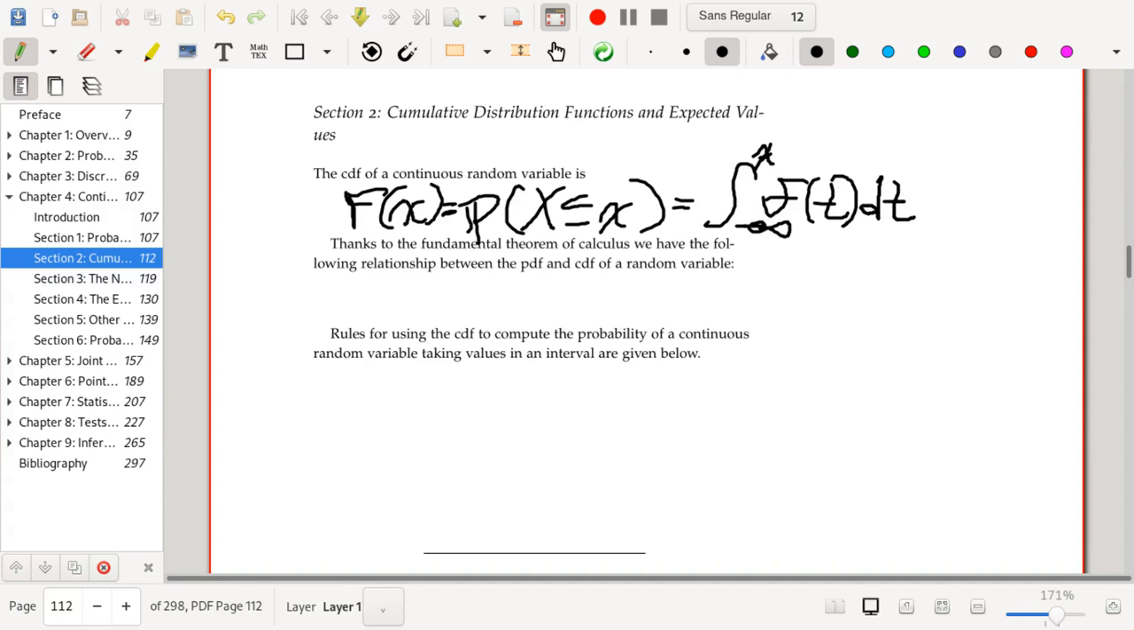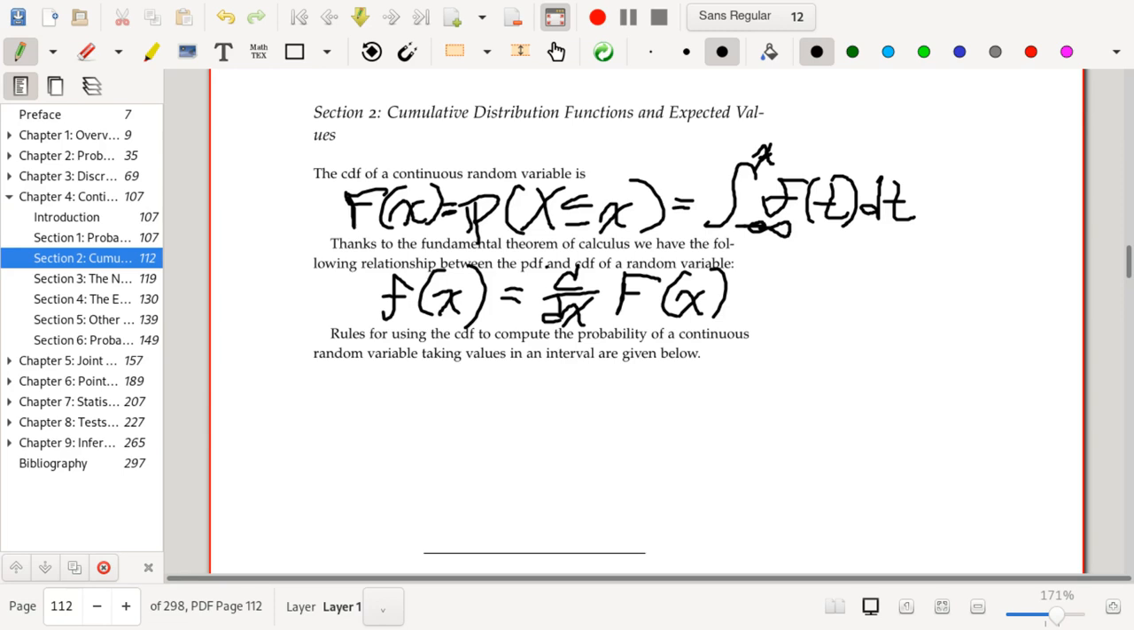Thanks to the fundamental theorem of calculus, we have the following relationship between the PDF and the CDF of a random variable: the PDF of a random variable is equal to the derivative with respect to x of the CDF of that random variable. You could possibly relate this back to the formula that we saw for going from the CDF to the probability mass function of a discrete random variable. If you look very closely at that formula, this is essentially what it's doing.